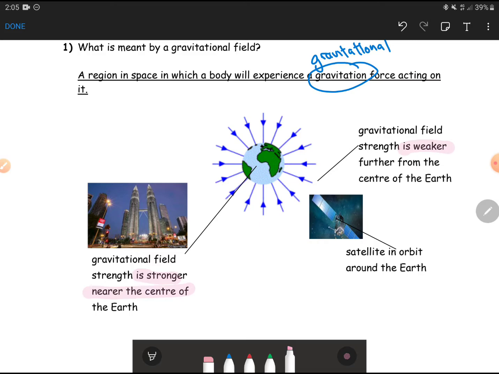Just to clarify, if you're in space, actually you can't feel the gravitational field strength. You're outside of the Earth's gravitational field. So that's why a spaceship can actually float around in space.